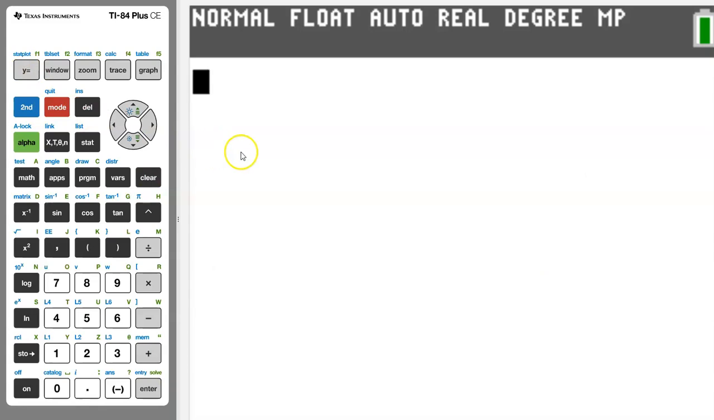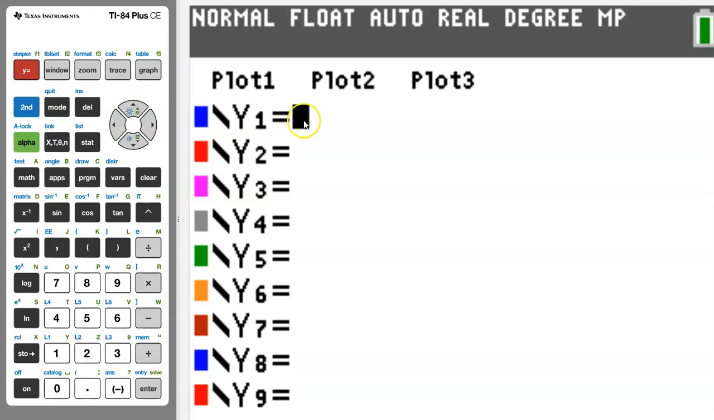Here is the other way to evaluate an integral. You can hit the y equals button, and here you can type in the function that you want to integrate. There's a system that I like to use, and you can borrow this if you want. If I have an original function, I always put it in y1. If I have a derivative, I put it in y2. And if I have a second derivative, I put it in y3. That way, it's easier for me to remember which function is which.